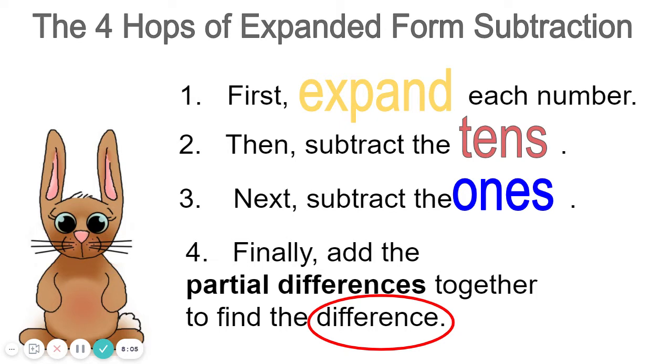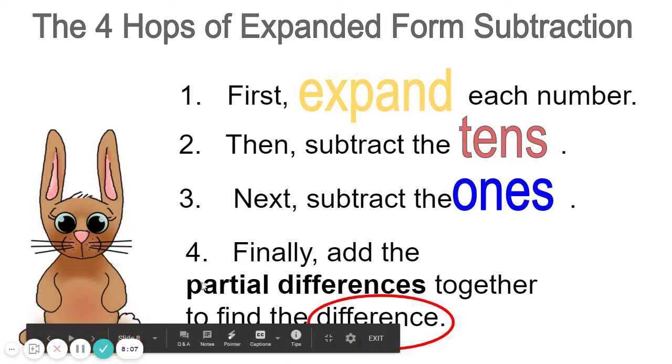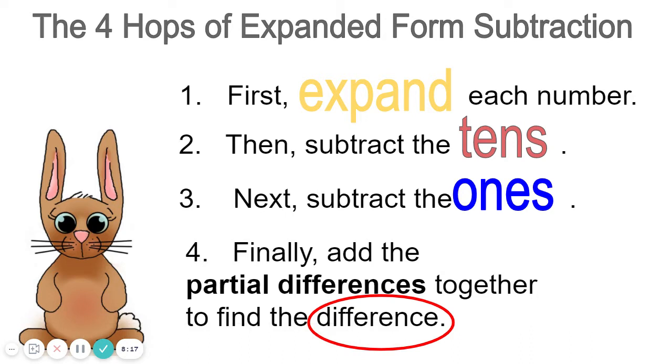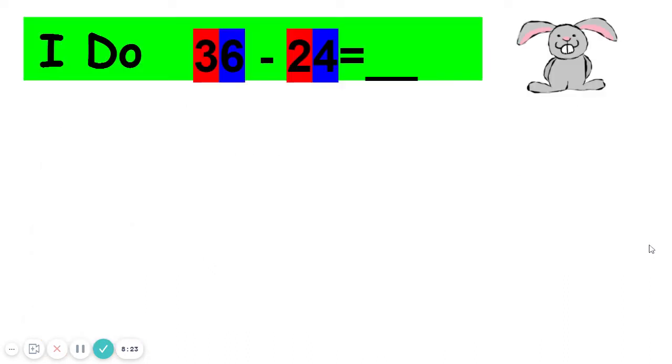Get it? Partial. That P-A-R-T. See that part? And then there's that suffix -ial. Partial differences together to find the total difference. Here we go. Watch as I do 36 minus 24.